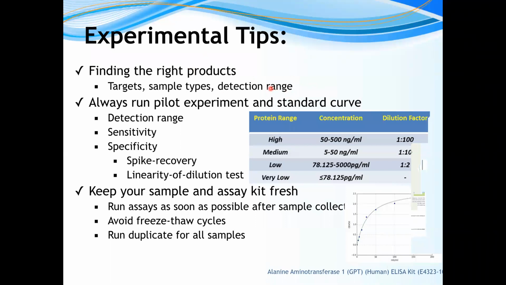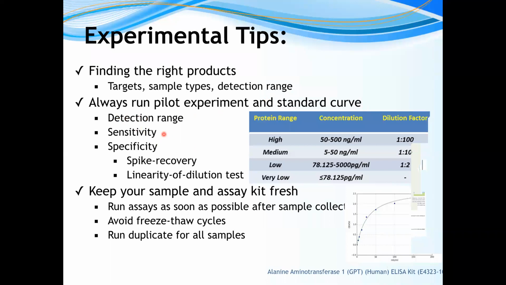I would strongly recommend that you look for a kit that has a broad detection range if you are not sure about your sample. It is always safe to have an ELISA kit with a broad detection range, just to make sure that the samples can be detected within the range of the standard curve. After that, it is always recommended to run a pilot experiment and standard curve.